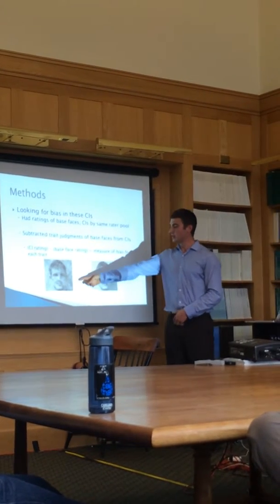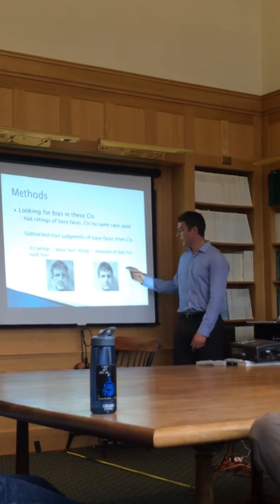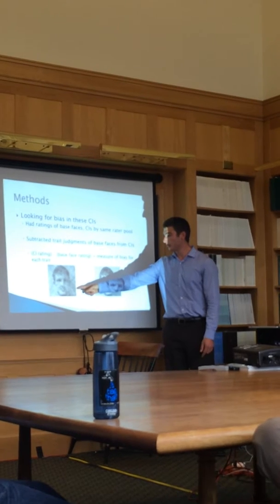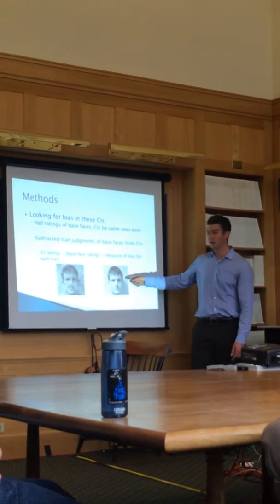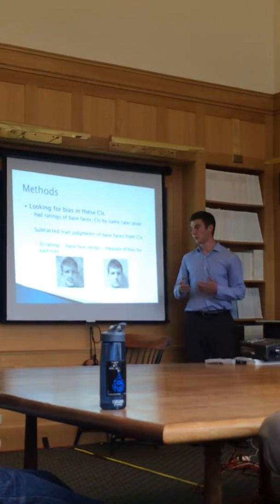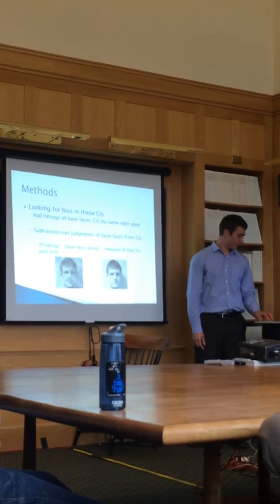So if this is a classification image from one participant, and this is the real photo of that target, then I take the rating of this face for trustworthiness, and I subtract the rating of the real face for trustworthiness. And what I get is a measure of bias for trustworthiness for that mental representation.